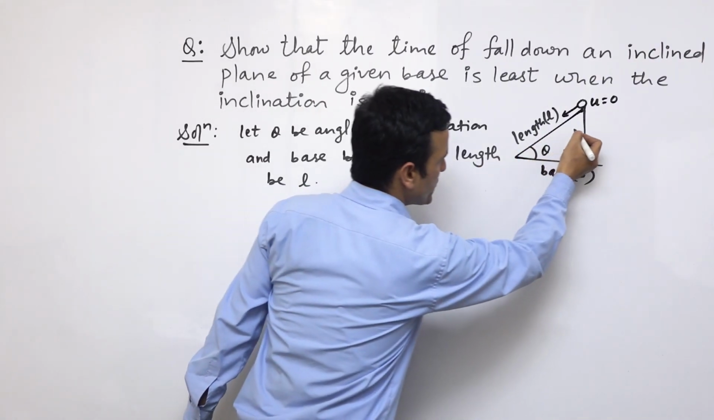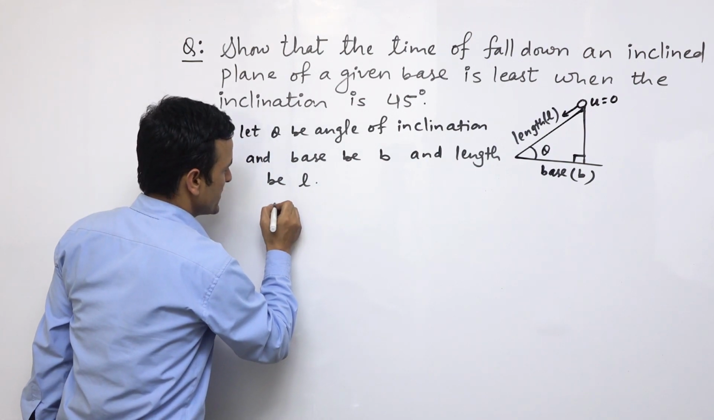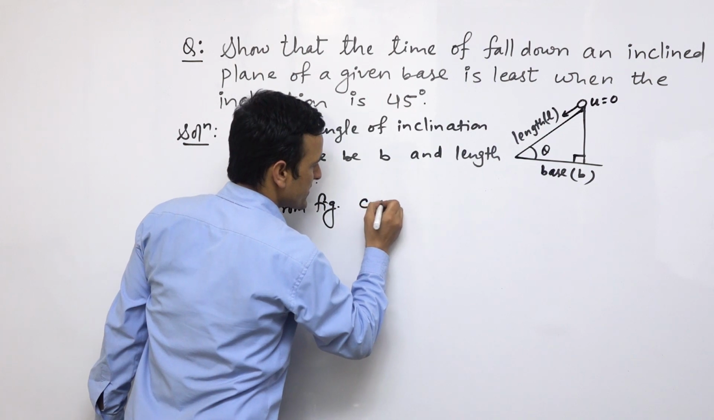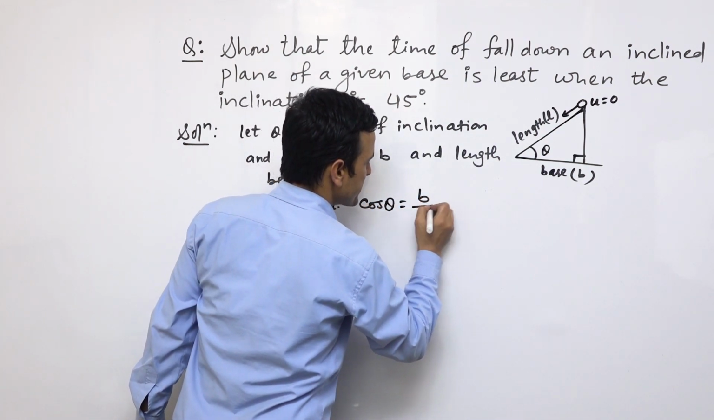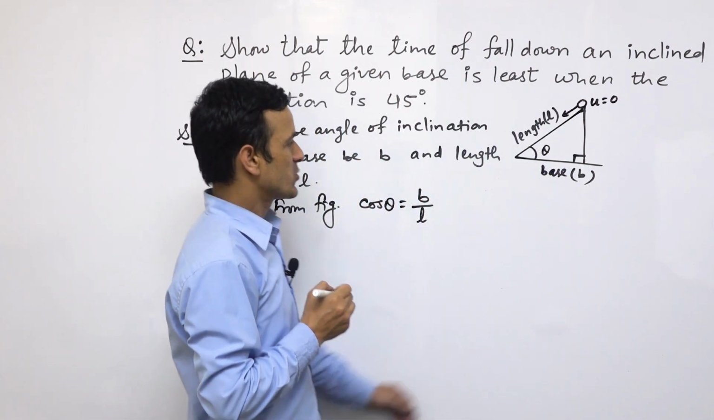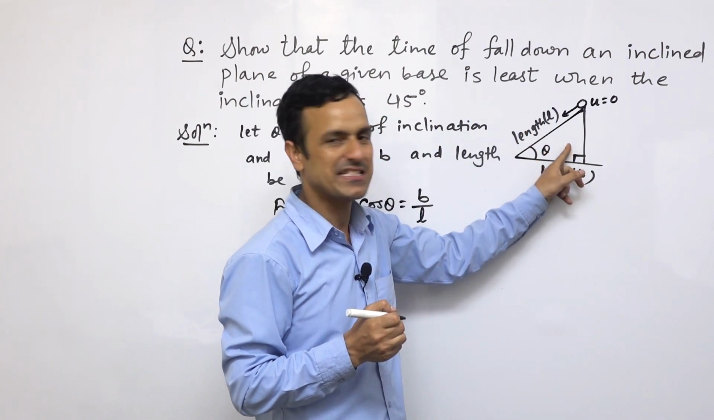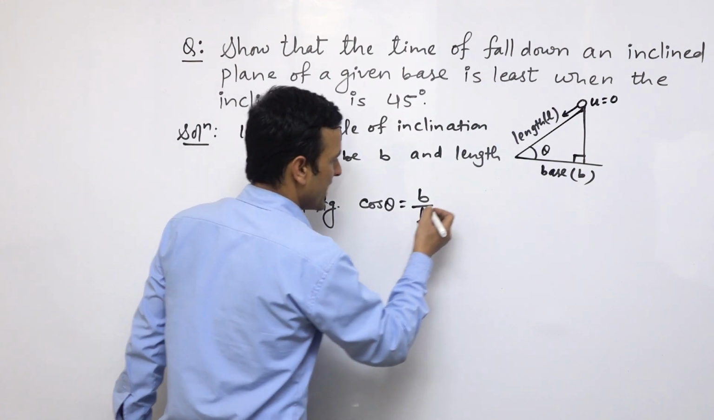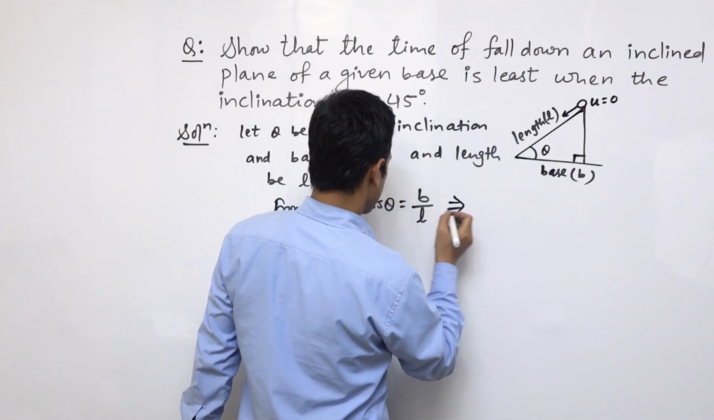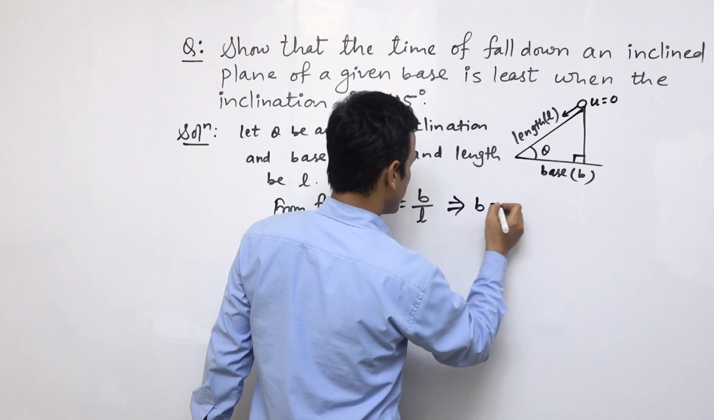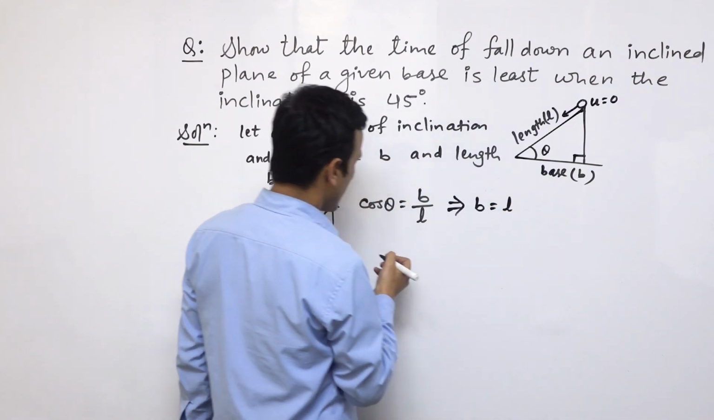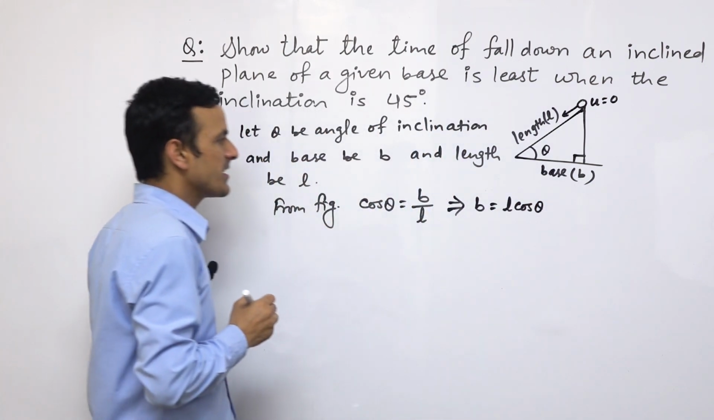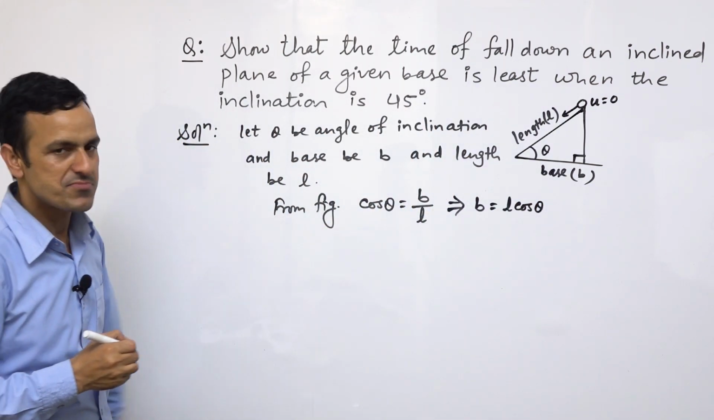So from this figure we can find out, cos theta is equal to base by hypotenuse. So base is B and hypotenuse is the length. So length is written here for L, and from this we can find out the value of B, and B is L cos theta. This is the value of B from here.